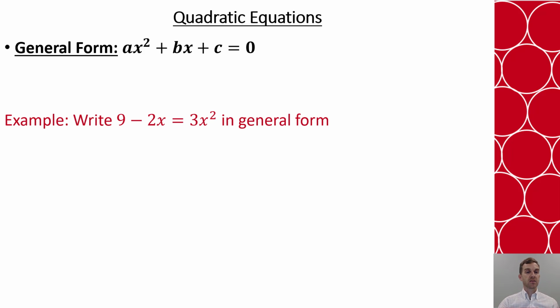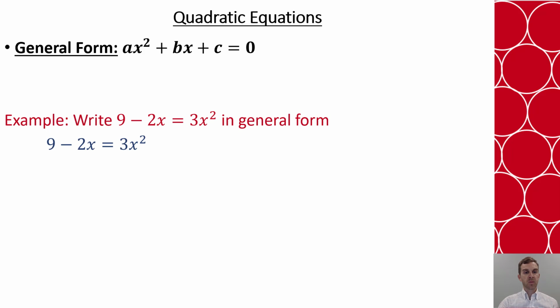So if I had an example where I needed to write 9 minus 2x equals 3x squared in general form, I have two options. I can either subtract 3x squared from both sides so that all the terms are on the left-hand side and then rewrite it in the order x squared, x, and then the constant, or I can move over the 9 minus 2x to the right-hand side. I'm going to do the latter because it maintains a positive x squared, which is a little bit easier to work with.